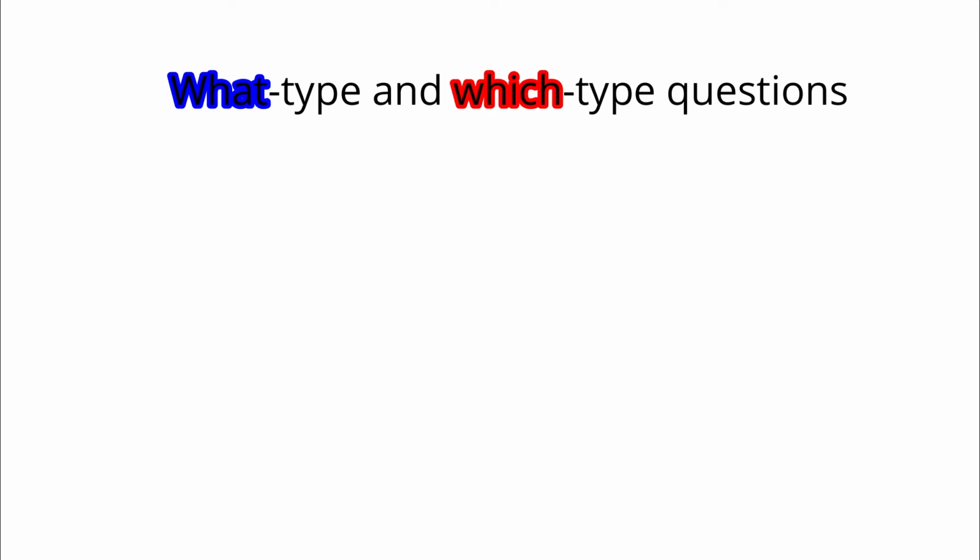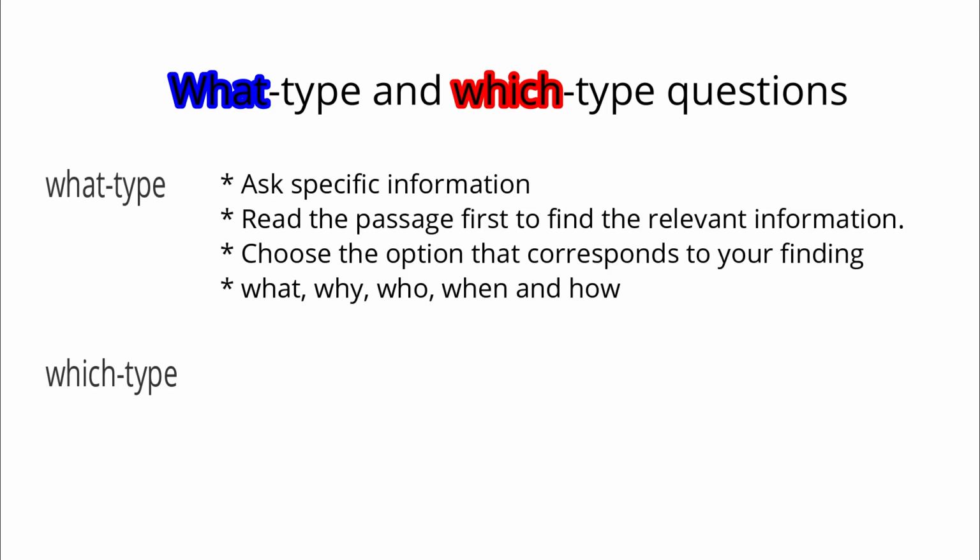TOEFL information questions can be divided into two types, the what type and the which type. The what type questions are marked by the interrogative pronoun what. This type asks you to provide specific information. For this type, you first need to read the relevant part in the passage to find the relevant information. You then choose the option that corresponds to what you found in the passage. In addition to what, why, who, when, and how can also be viewed as the what type question since they ask for specific information.